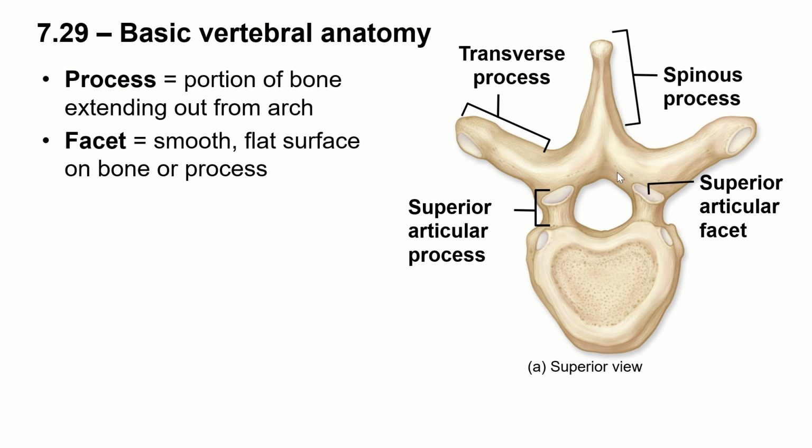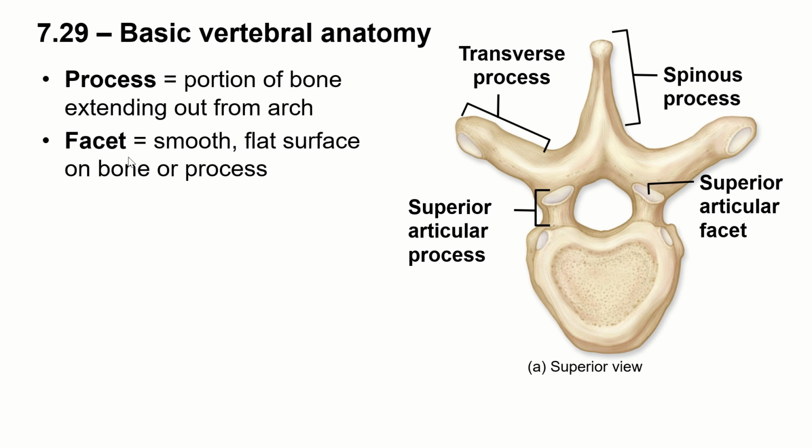So the processes, here we go. The one that goes out posteriorly is called the spinous process. And this is the narrowest in most of the vertebral column. And then to the side, we have transverse processes off to the left and the right. We also have superior articular processes, here and here. And as you might imagine, we also have inferior articular processes because, of course, we never use the word superior if we don't also have an inferior.